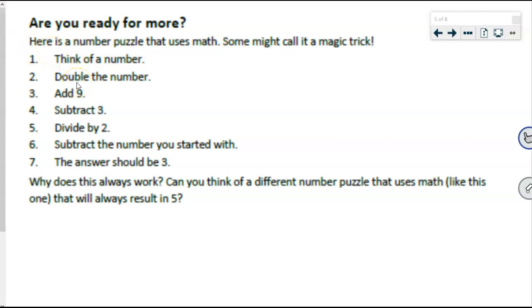Okay, double the number. You can use your calculators if you need to. Add 9. Now subtract 3. Now divide by 2. Now subtract the number that you started with. Your answer is 3.